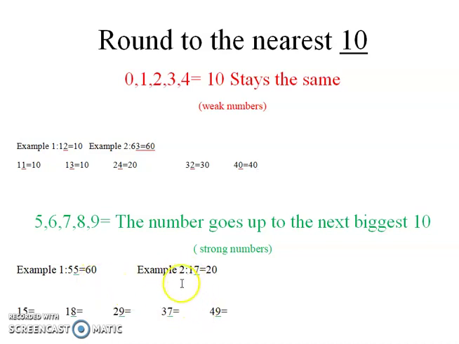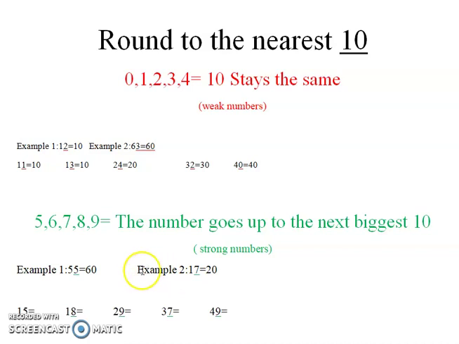Okay, now let's try a different number in example number 2. So in example number 2, we have number 17. And we can identify our number in the ones place value, which is here, and it's underlined in green. So we have number 7. Now, is 7 a strong number or a weak number? Well, 7 is a strong number, and we have it listed here. So what does that tell us? That it's going to push up our number that's in the tens place value. It's going to push it up to the next number, and it's going to round up to 20.